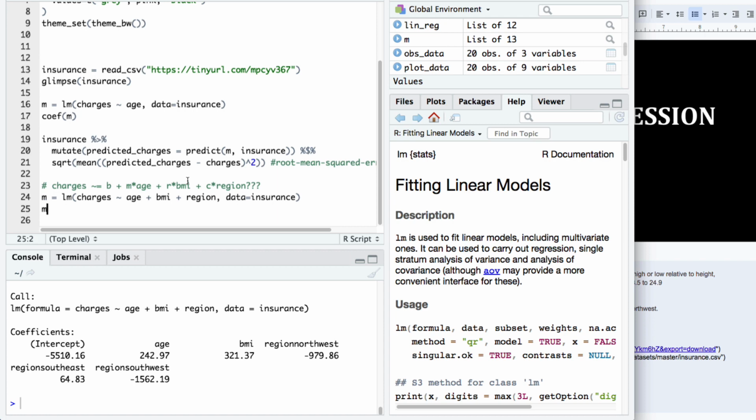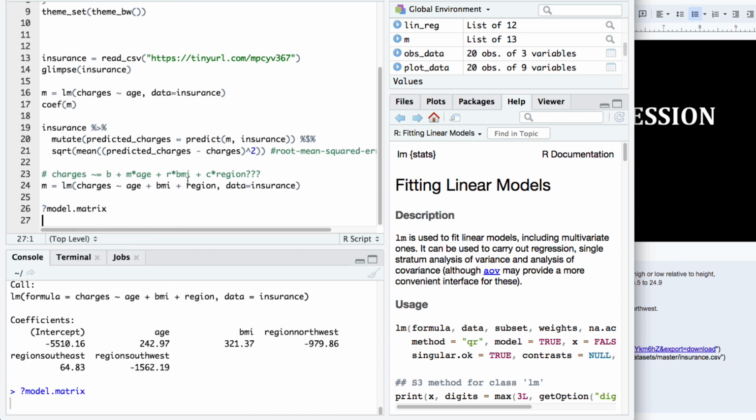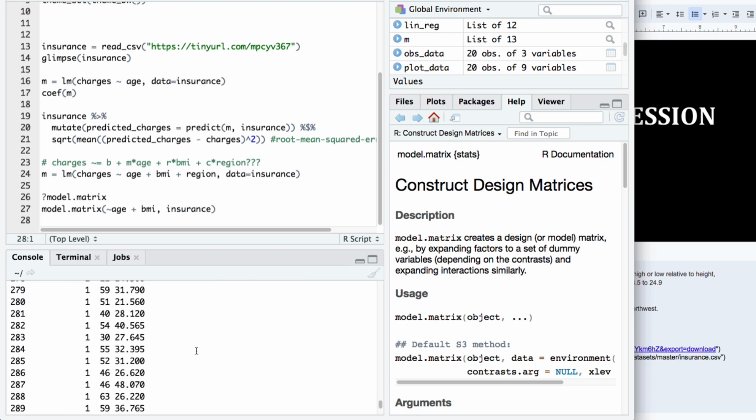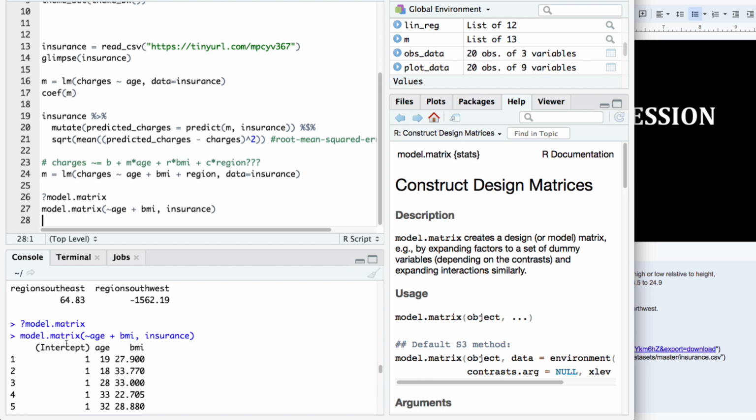And you can do it explicitly too. If you want to actually control and see how things are working, I recommend looking into the function model matrix. For model matrix, you just do the right-hand side of the equation. Let me just show you age plus BMI on insurance data, just to give you an example. So this is straightforward. It creates all of the predictors that it's going to need in the linear regression model.